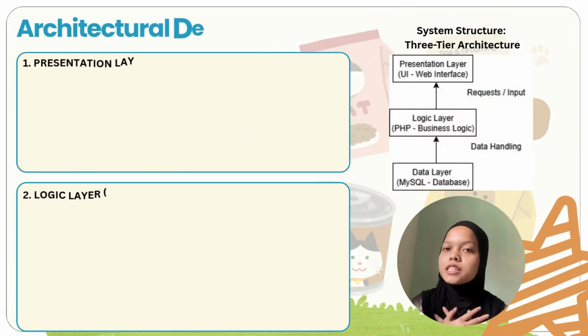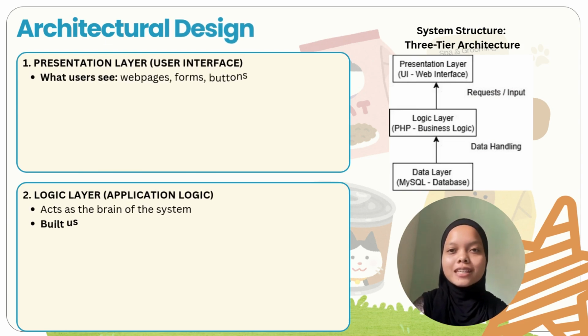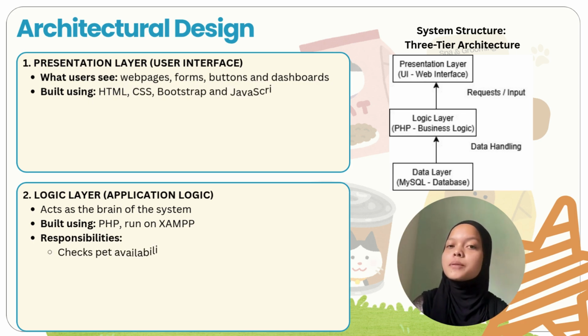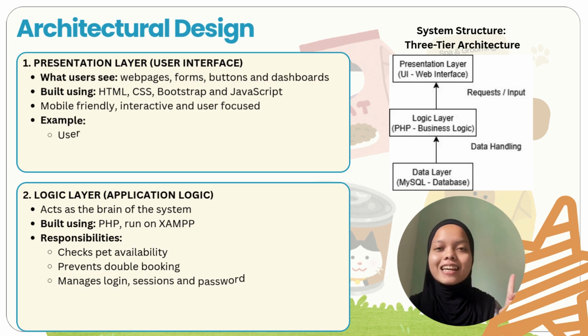Hello, I'm Amira Patricia. Now I will explain more about the architecture design of our pet adoption and care system. The system follows a three-tier architecture, which means it is divided into three separate layers: the presentation layer, the logic layer, and the data layer.